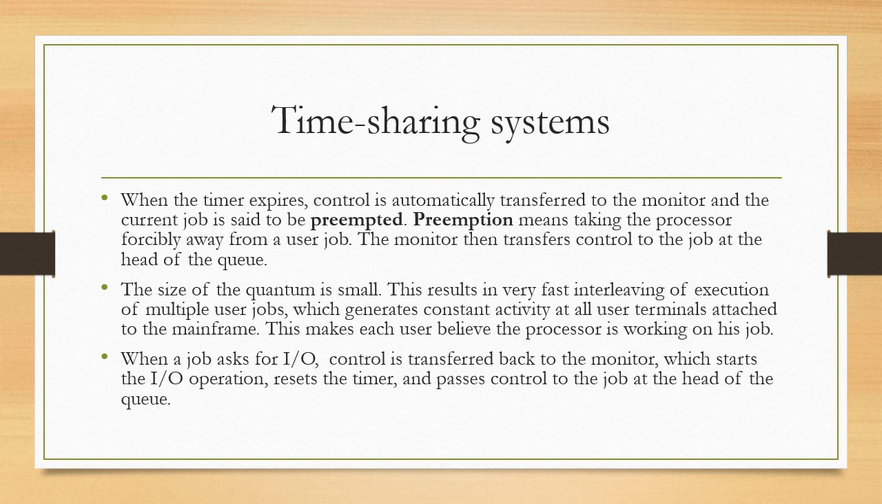In time sharing systems, when the timer expires, control is automatically transferred to the monitor and the current job is said to be preempted. Preemption means taking the processor forcibly away from a user job. The monitor then transfers control to the job at the head of the queue.